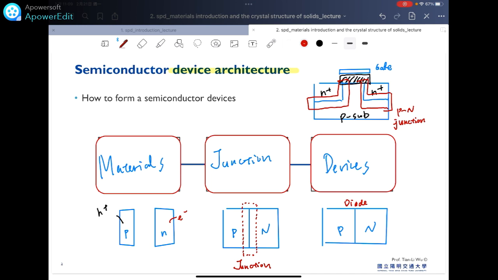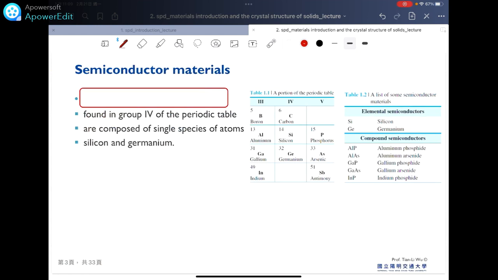So you can see how important the PN junction is, because not only in the typical diode but also in the MOSFET, we need to face the issue related to the interface between the P-type and N-type. Okay, then we go back to the basics. What's a semiconductor material? The first one I want to introduce is the elemental semiconductor.